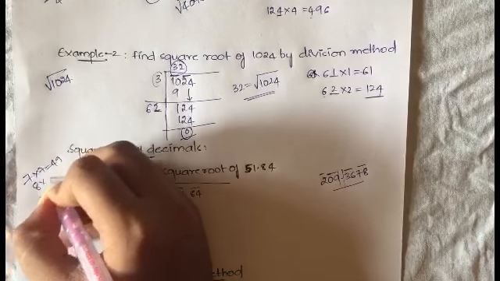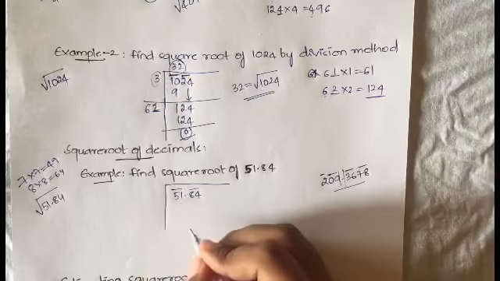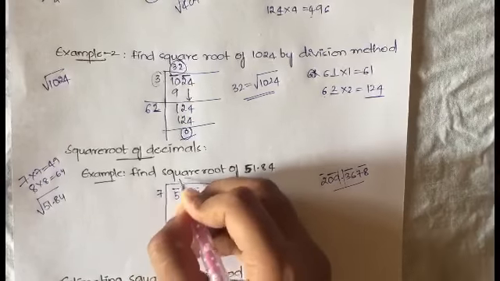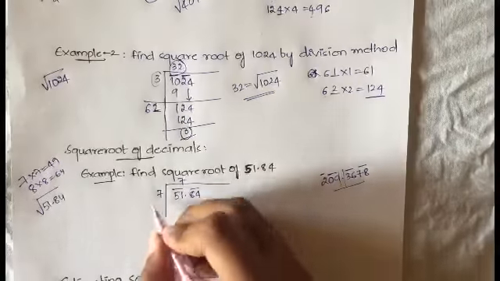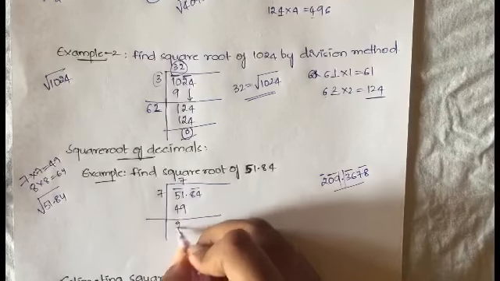8 8s are 64. So 8 square is becoming greater than 51. So 7 is the nearest square root. You have to put 7 here and 7 here also. 7 7s are 49. Right? So 51 minus 49 will become 2.